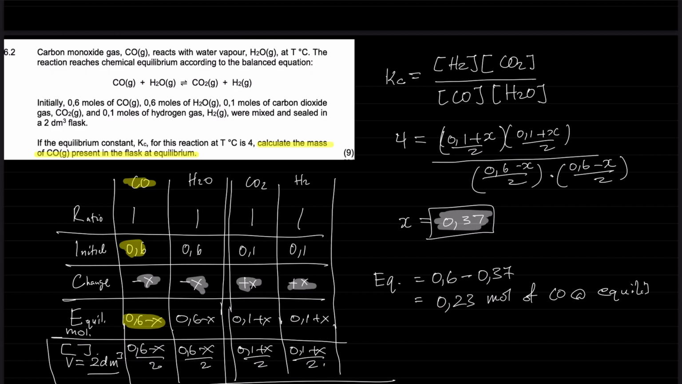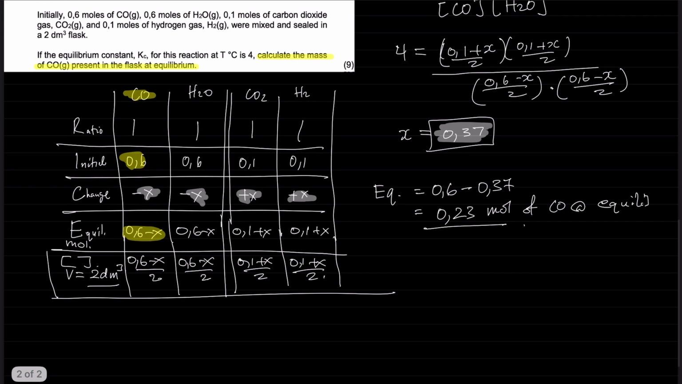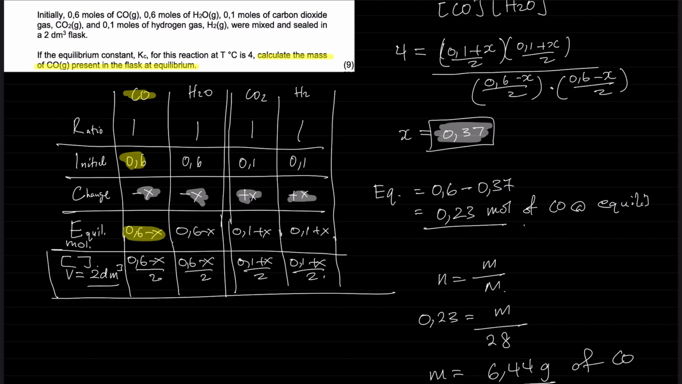But the question is asking us to calculate the mass of CO. If we have the number of moles, we can calculate the mass. Remember, number of moles is equal to mass divided by molar mass. We have the number of moles, 0.23, which is equal to the mass, that's what we want, divided by the molar mass, which we get from the periodic table. The molar mass is going to be 28. Now cross multiply, and we get a mass of 6.44 grams of CO at equilibrium. And that's it. 9 marks, not too bad if we break it down into steps.